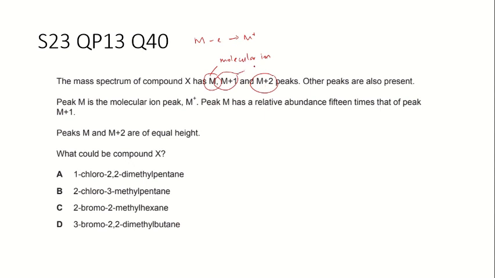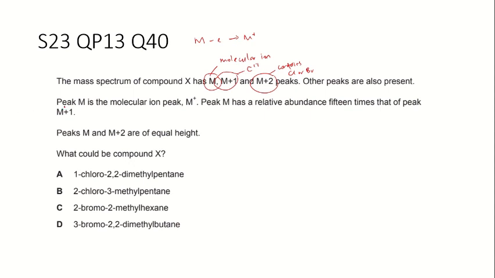M plus 1 is because in some organic molecules, one of the carbons is carbon 13, an isotope of carbon 12. So you have the M peak, with all carbon 12, and then another one is one molecule having a carbon 13 isotope, so plus 1. M plus 2 is if the molecule contains chlorine or bromine, one chlorine or one bromine atom in the molecule. So that means in this case, X is a halogenoalkane. Of course, other peaks are also present.